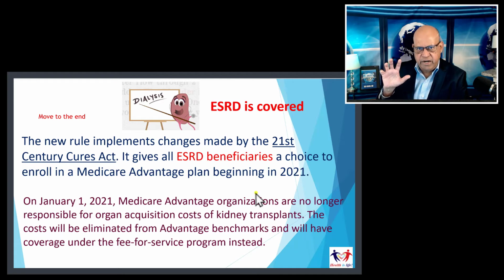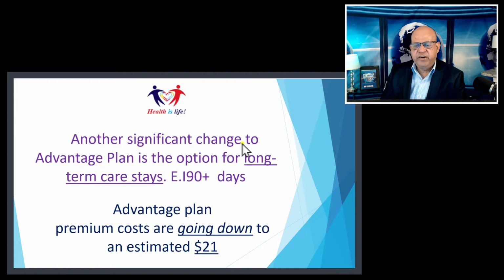Most of the patients with kidney problems end up on regular Medicare Part A and Part B and a supplemental prescription plan, which will be covered by some sort of financial assistance to these patients. Another significant change to the Medicare Advantage plan is adding long-term care stays up to 190 days. The Advantage plan premium costs may be going down by an estimated $21, something we just have to wait and see.